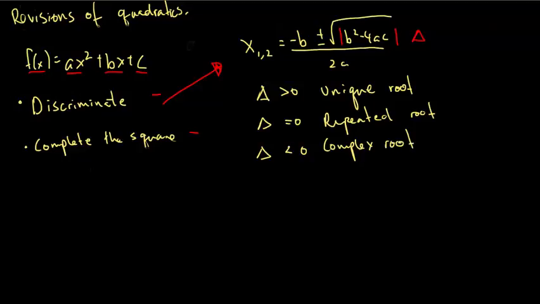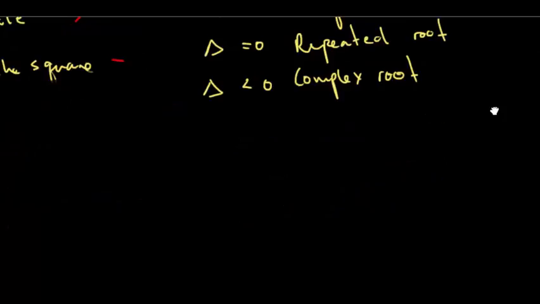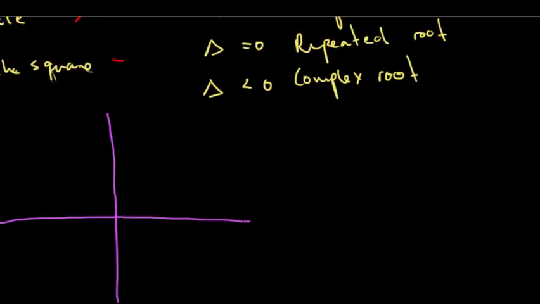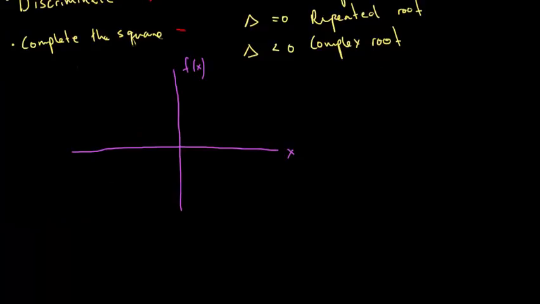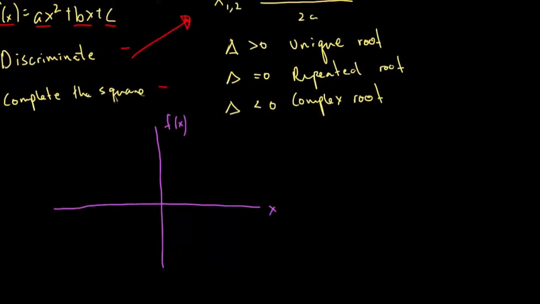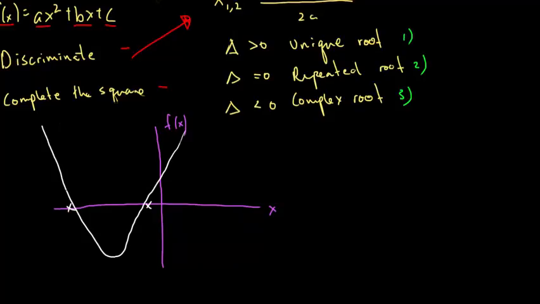So let me give you an example of how this looks on the x and y plane. Let me draw an x and y plane. This is my x-axis, so this is my x, and this will be my f of x. First of all, let's label this: this would be 1, this will be 2, this will be 3. For the first one, a unique root is where a parabola intersects the x-axis, where you have two intersection points. So for example, it could look something like this, and you could have it like that. Okay, so that's number one.